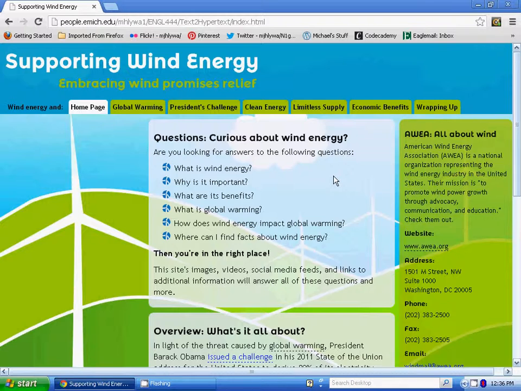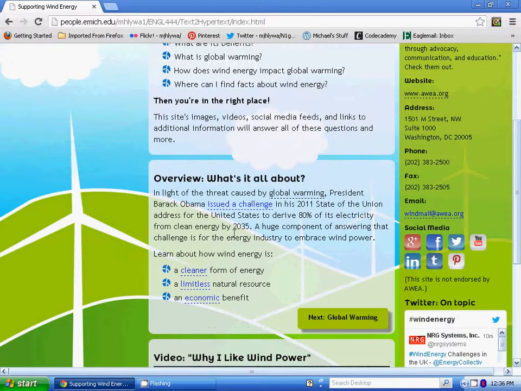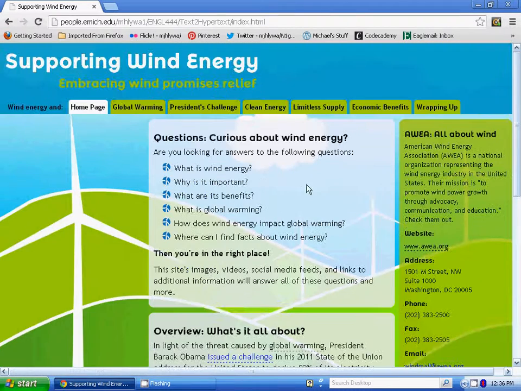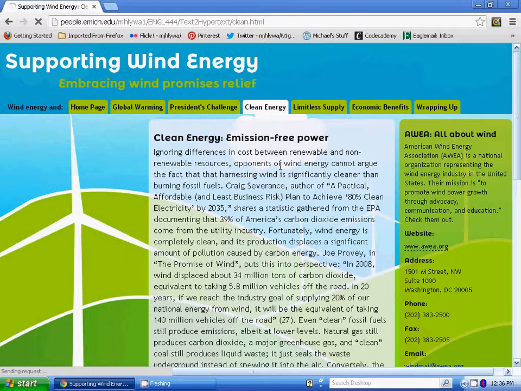So the first thing I wanted to do was click on the questions to get my answers, or to find more information about my answers. That was what I was looking for first. So I'm going to look down the page and see if I can see those answers right away, and I don't. 3 benefits of wind energy. All right, so the first thing I want to do is click on clean energy and see if it tells me anything there specifically about wind energy.